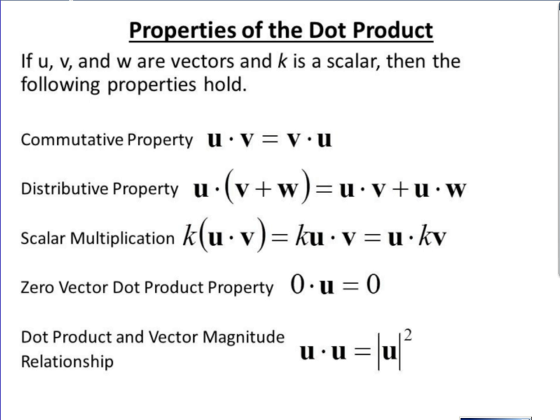The distributive property holds, so you can add the two vectors and then do the dot product, or you can do the dot products separately and then add the two back together. Scalar, you can take it and distribute it to each piece, distribute it to one of the vectors or distribute it to the other vector, or you can do the dot product first. The zero vector dot product, if you use a dot product with a vector and 0, you're just going to get 0. And to find the magnitude using the dot product, you're going to use the dot product of the vector with itself, and that's going to equal the magnitude squared.